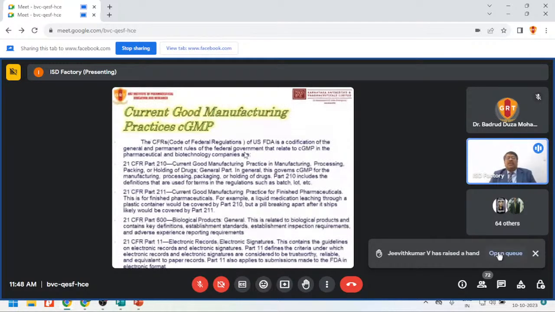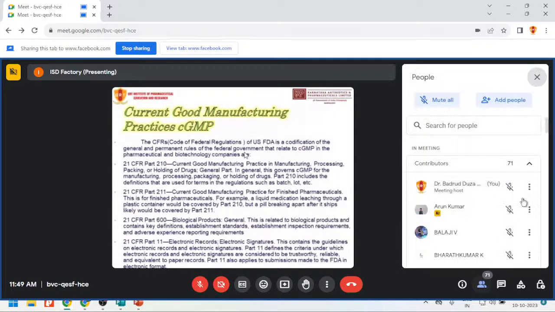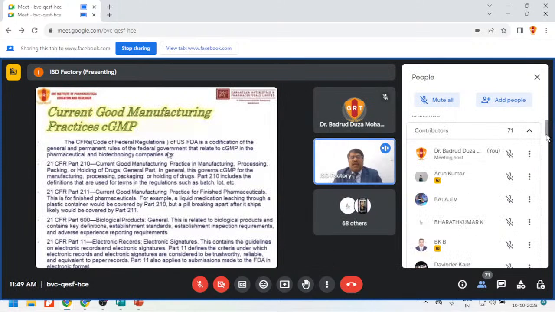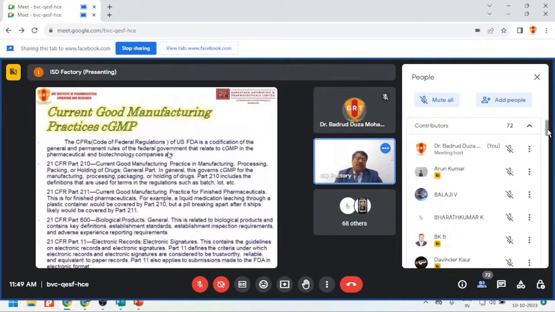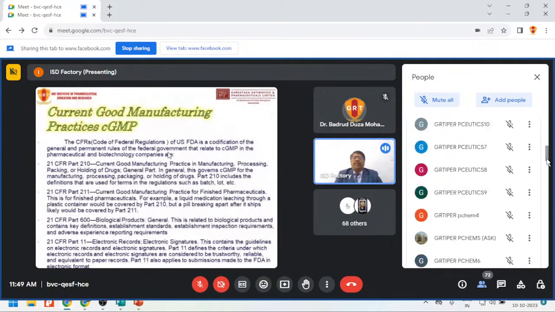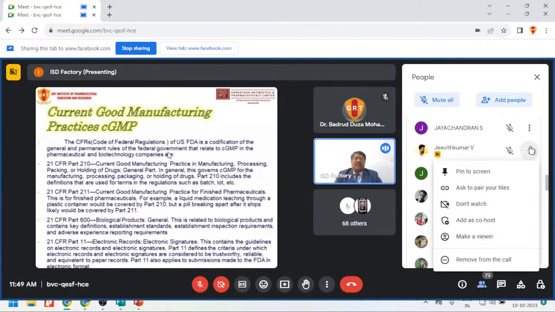Now the trend has changed to electronic. All the documentation and verifications in the pharmaceutical industry, electronic media, electronic signatures, all the records are managed by electronic signatures. The regulation defines the criteria under which electronic records and electronic signatures are considered trustworthy, reliable, and equivalent to paper records.